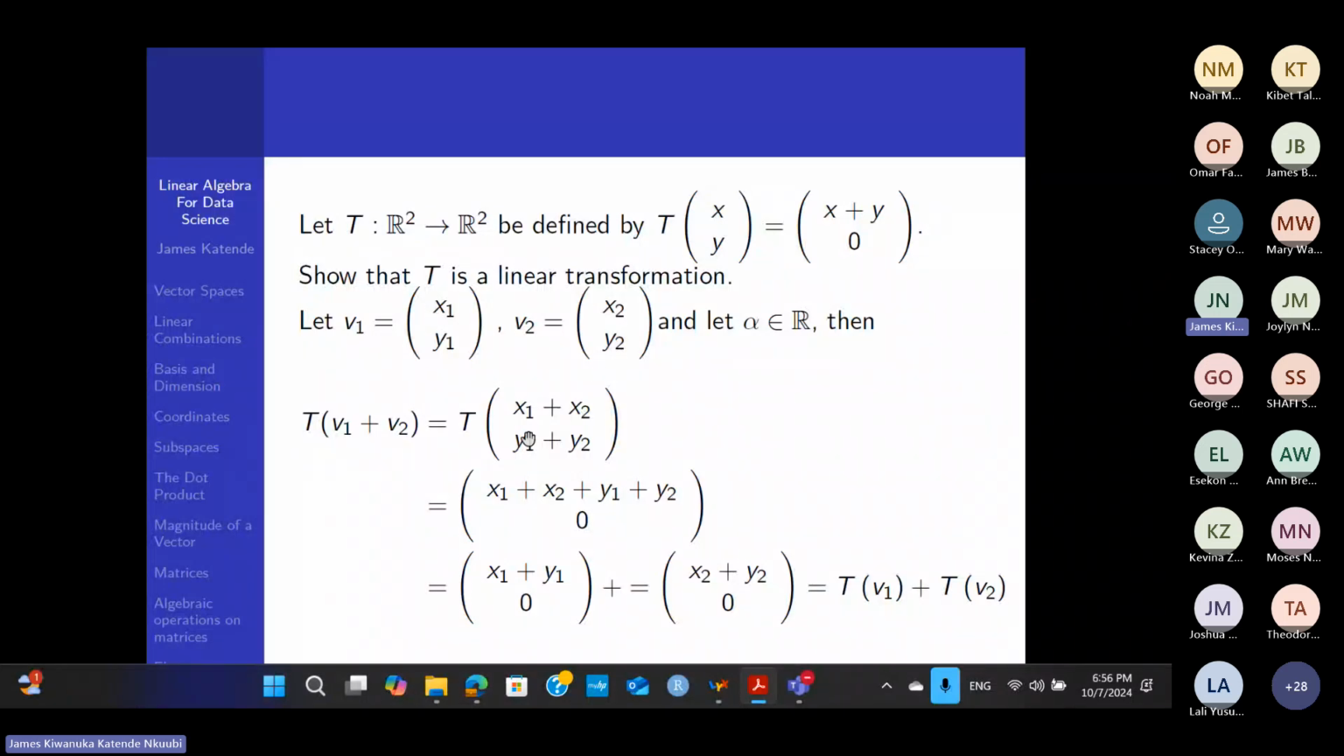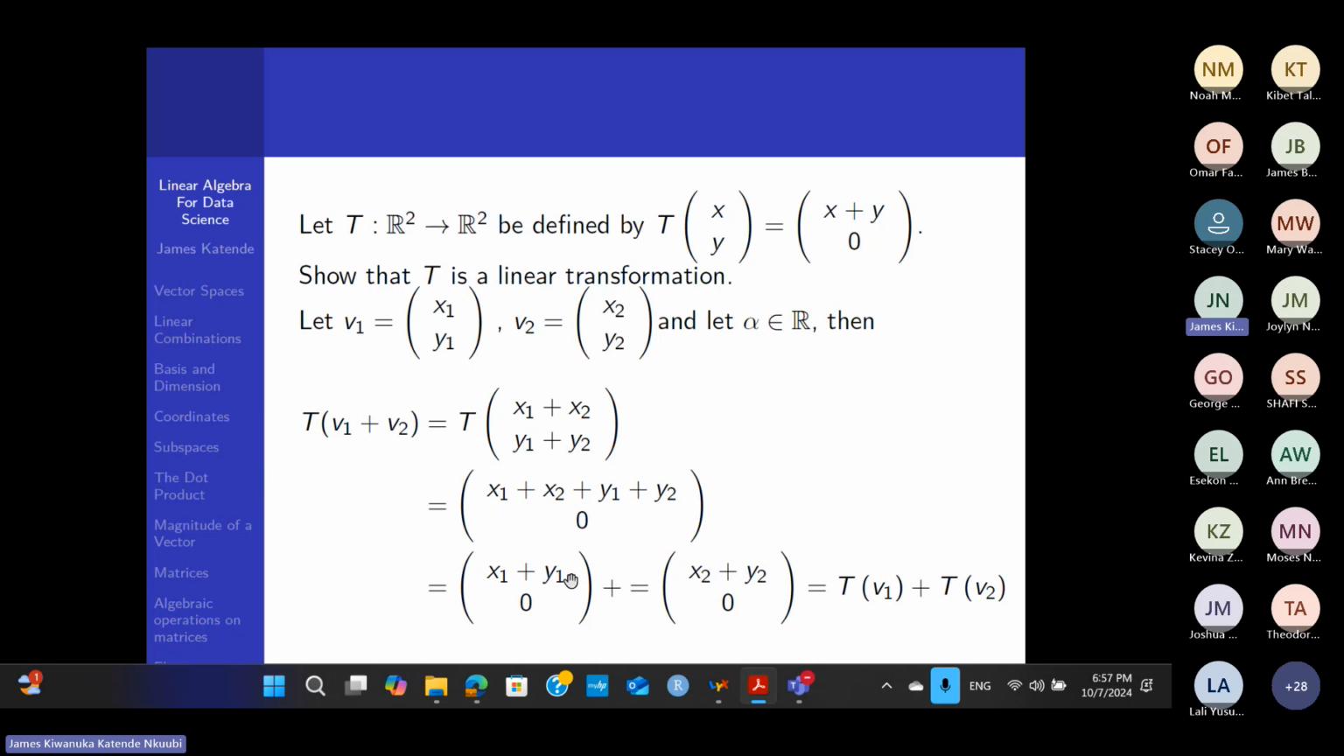So if you add v1 plus v2, this is the vector you will get: (x1 plus x2, y1 plus y2). If you apply this map to this vector, it will add up the two x and y coordinates and zero out the second one. Since this is just addition of numbers, there's no equal sign here; this equal sign should be out. So you can split this into x1 plus y1 separately, and x2 plus y2 separately. And then you can split them into two vectors.